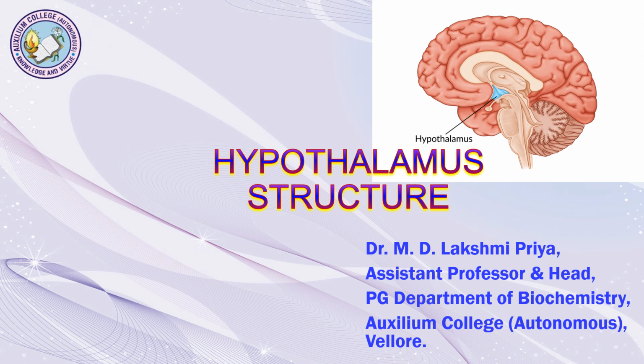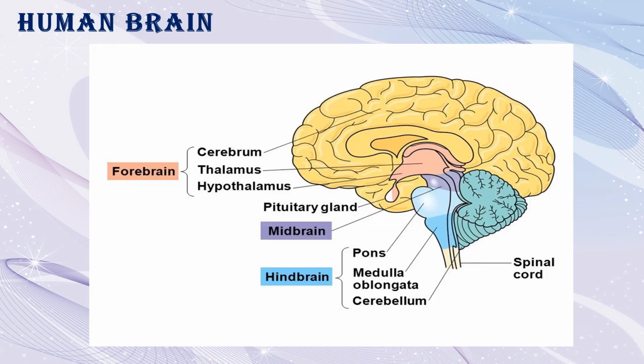Today's topic of discussion is hypothalamus structure. Before we discuss the structure of the hypothalamus, let us know the basic units of the human brain. The human brain has three major parts, namely cerebrum, cerebellum, and medulla, which constitute three areas of the brain. These three areas of the brain are forebrain, midbrain, and hindbrain.